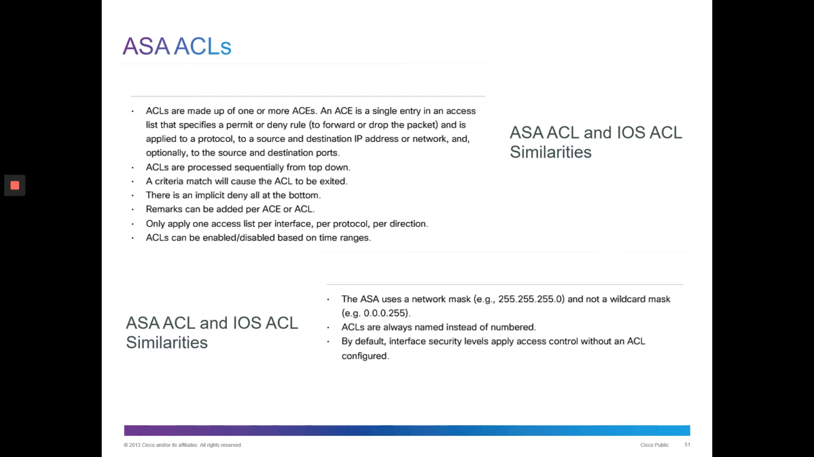Okay, and the difference between ASA ACL and IOS ACL is that they use a network mask, for example 255.255.255.0, instead of the wildcard mask, which we used in numbered IOS ACLs, like 0.0.0.255. So here we're going to be using the network subnet mask, for example 255.255.255.0 for a /24 subnet mask, with ones instead of zeros. So that's the only difference.